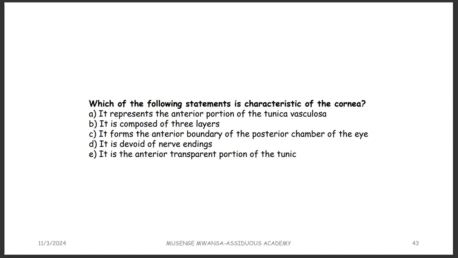Which of the following is characteristic of the cornea? It represents the anterior portion of the tunica vasculosa. It is composed of three layers. It forms the anterior boundary of the posterior chamber of the eye. It is devoid of nerve endings. It is the anterior transparent portion of the tunic.